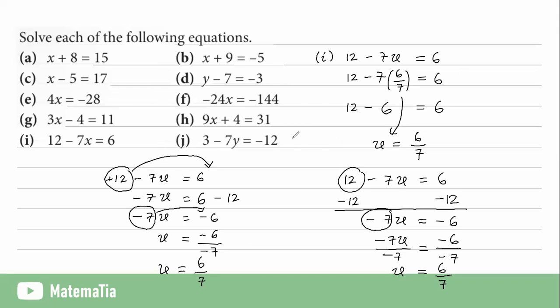Okay, now your turn. You have to find the solution of question J by picking the method you prefer to use here. I provided you 3 different methods. You may pause this video while doing this question.